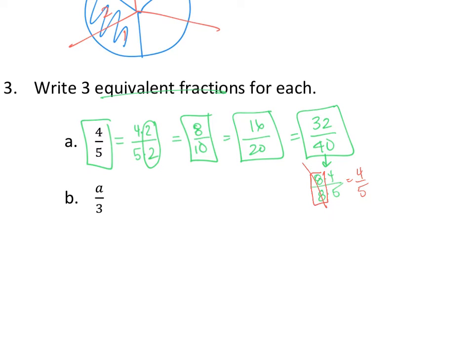and then that way we know that this is equivalent to 4/5. So a over 3, I can still do the doubling, but because we have the variable a, maybe it's nicer just to, let's try multiply by 2 on the top and bottom. That's 2a over 6. Multiply by 3, that's 3a over 9. And then one more, how about multiply by 4? That would be 4a over 12. Those are also all equivalent to a over 3.